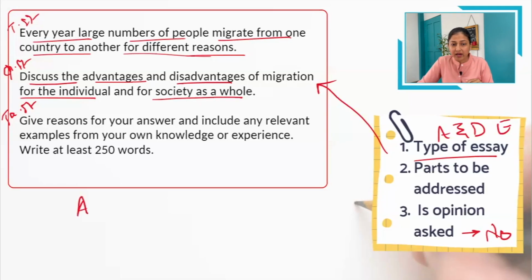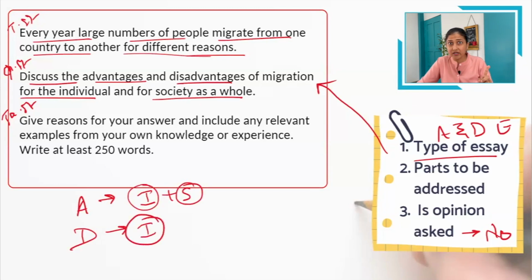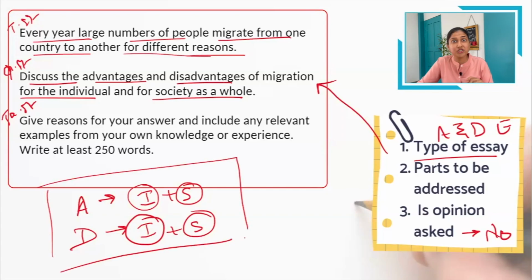Number 1, I have to talk about advantages. Number 2, I have to talk about disadvantages also. Of what? Of migration for an individual and for the society as a whole. So, I have to make sure that there is one advantage for an individual, one for society, one disadvantage for an individual of migration, correct? And one for society as well. Understood? So, these are the parts which I have identified.